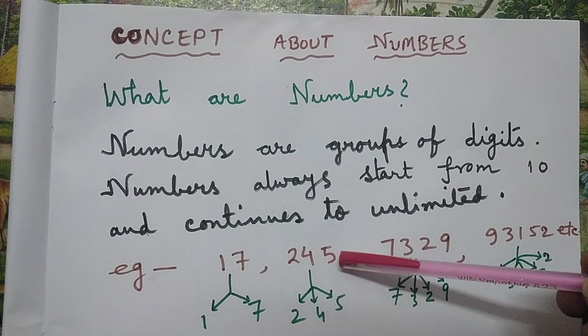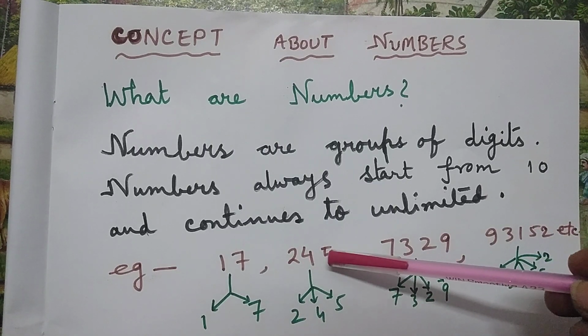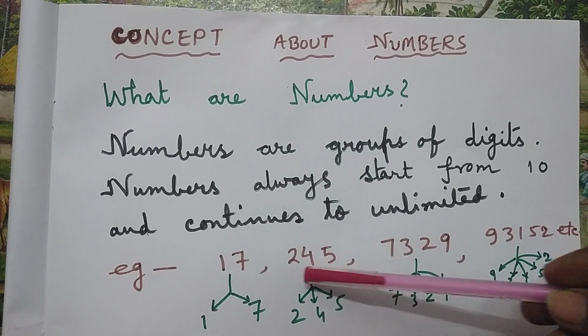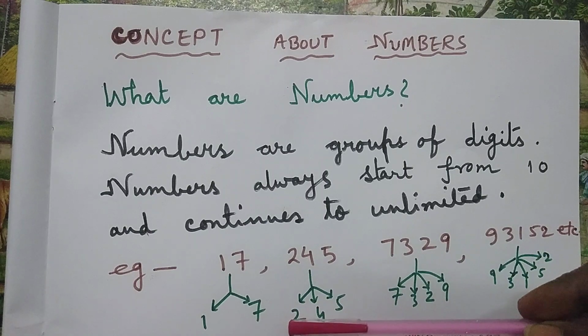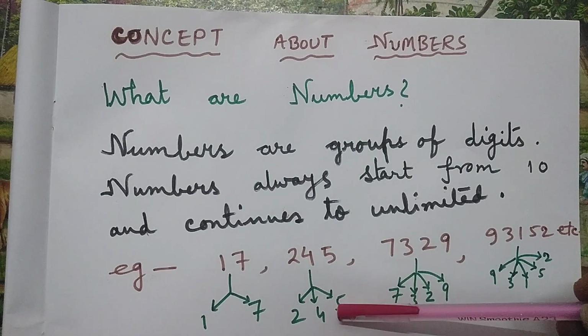Okay, go to this number, that is 245. Okay, this is a number. In another way, we can say 245 is a group of three digits. The first digit is 2, the second digit is 4, and the third digit is 5.